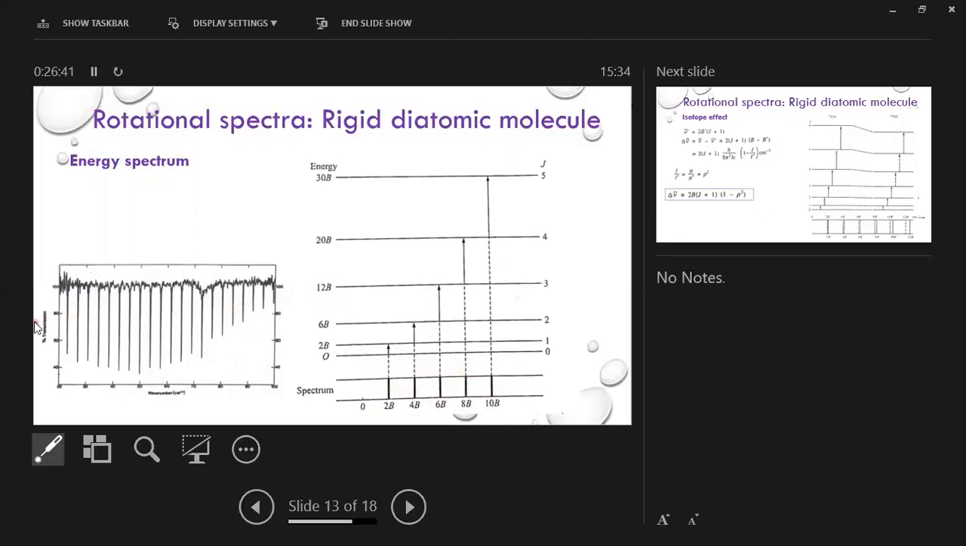So here is some experimental data. I think the scales are not properly visible. This is the wave number in centimeter inverse, and this is the transmission in percentage. You see these are the various absorption lines, corresponding to 0, 2B, 4B, 6B like that, and they are almost equally spaced. But one feature you can see clearly is that these absorption bands do not have the same intensity. The intensity of the absorption bands is different. That will be discussed a little bit later.